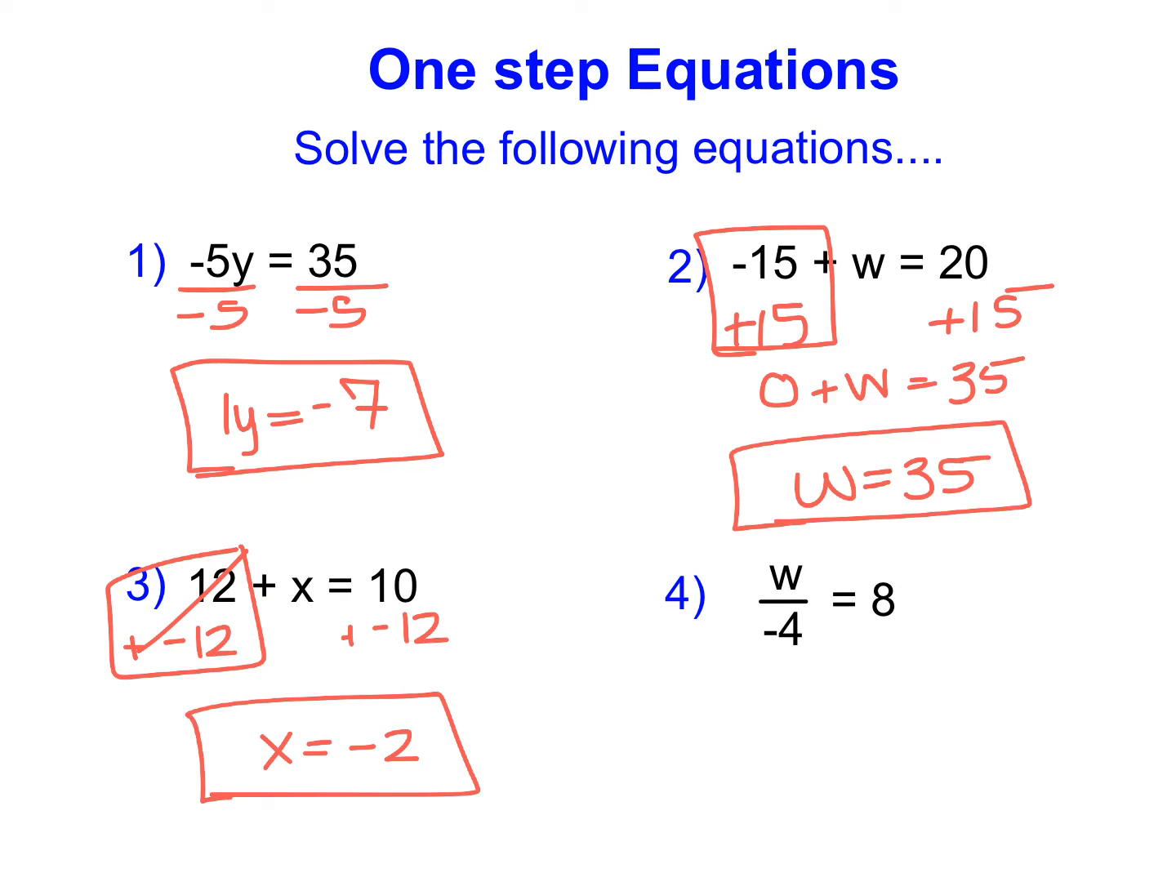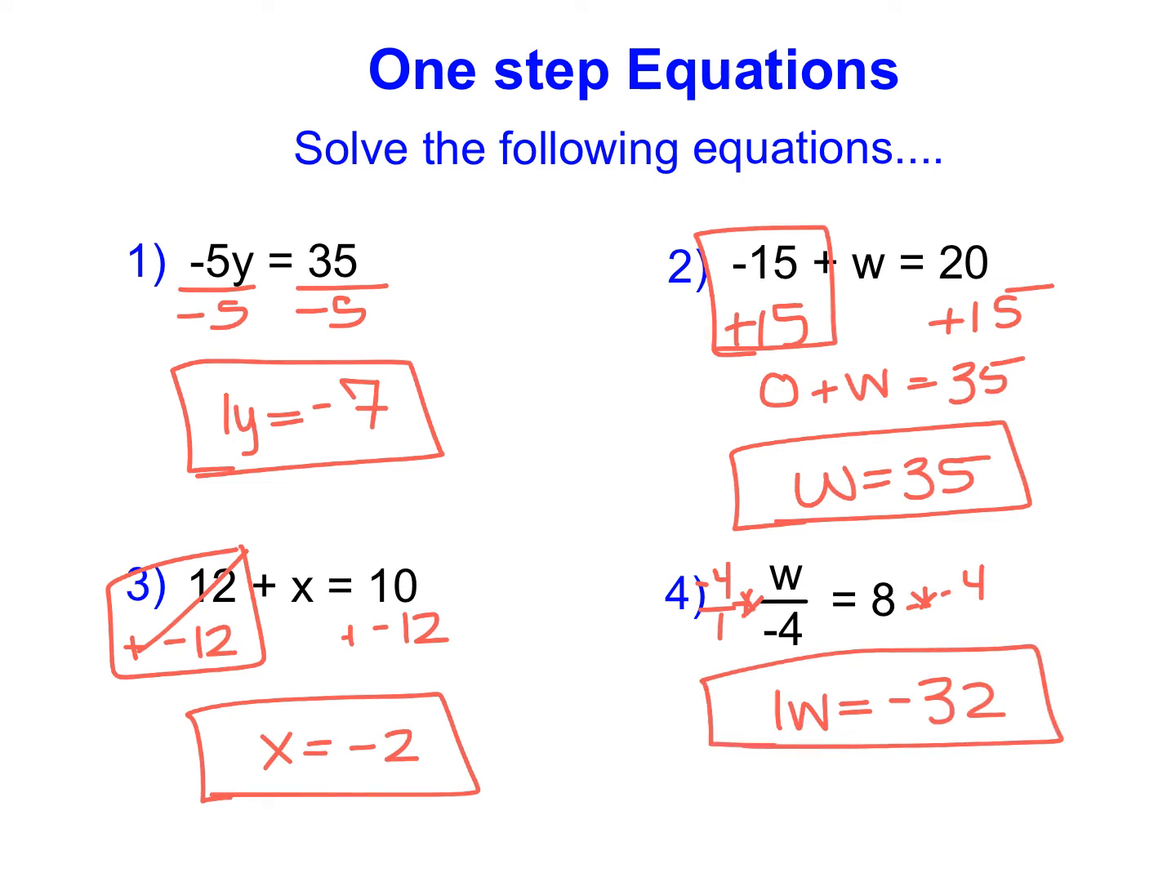And then lastly, on number 4, I see that I'm dividing w by negative 4. So I'm going to multiply both sides by a negative 4, remembering that this is really a negative 4 over 1 that's being multiplied there. Ultimately, on the left-hand side, negative 4 divided by negative 4 becomes 1, so I'm left with 1w is equal to 8 times negative 4, which is negative 32. And as a result, I've found my value for w that will make the equation true.